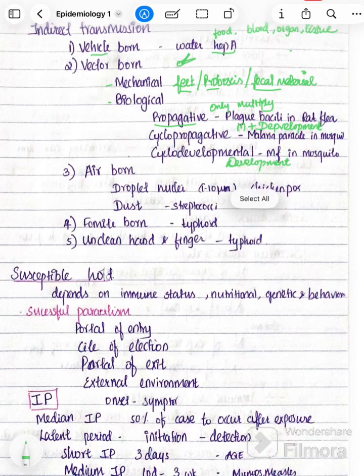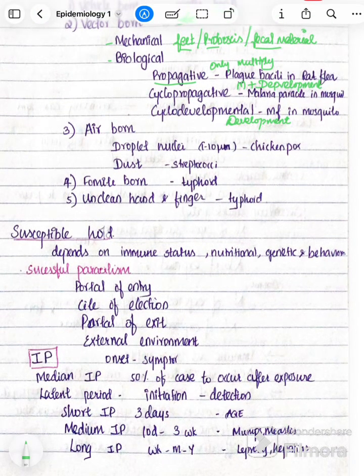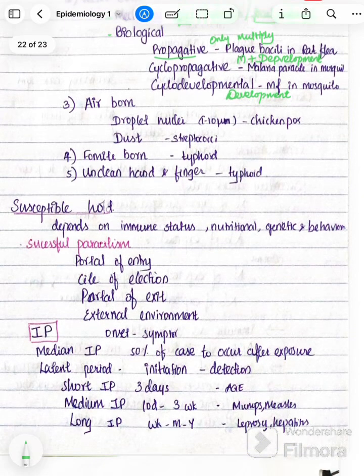Example for propagative: plague bacilli in rat flea. Cyclopropagative: malaria parasite in mosquito. Cyclodevelopmental: microfilaria in mosquito. Next, airborne transmission through droplet nuclei, sizes around 1 to 10 microns. These are the remnants of droplets suspended in the air. Example, chickenpox can be transmitted this way, also TB, COVID, and others.